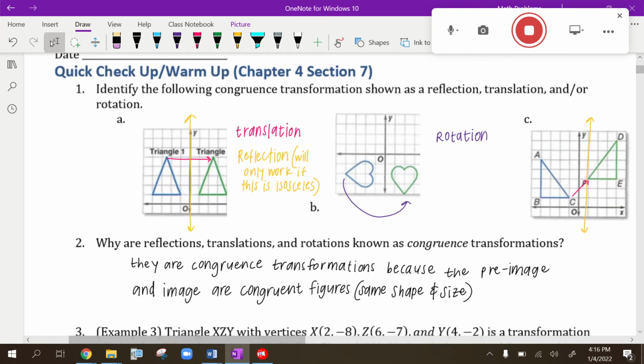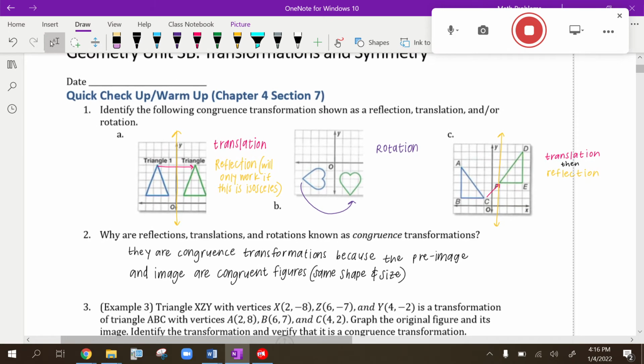Here's the correct answer for the first one. So note there could be multiple answers. Number 2, we've talked about a little bit. Remember, these three transformations are known as congruence transformations because the image and the pre-image are congruent.